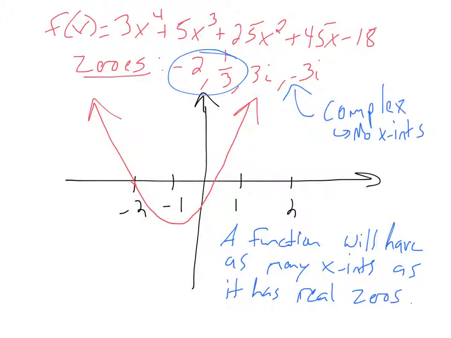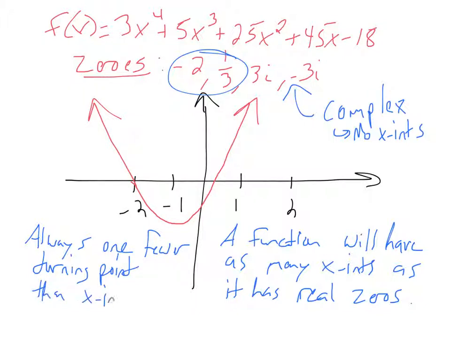And the real zeros will also tell you how many turning points there are, right? If I only have 2 x-intercepts, there can only be 1 turning point. If I have 3 x-intercepts, there must be 2 turning points. So there's always going to be 1 fewer turning point than there are x-intercepts. That's how all this stuff relates back to the actual graph of the function, which of course is important as well. All right, that pretty much does it for today.